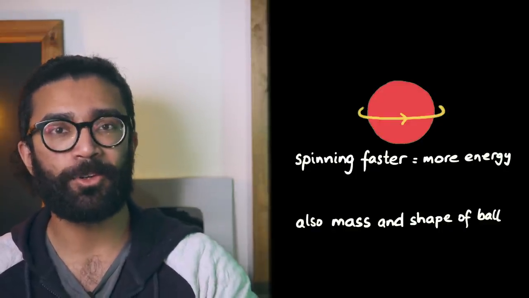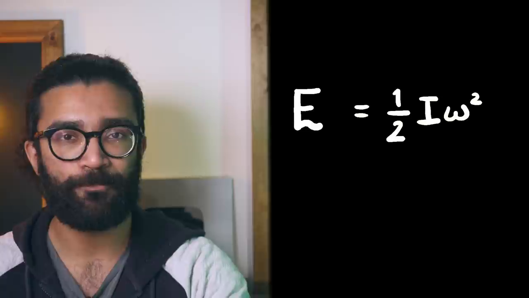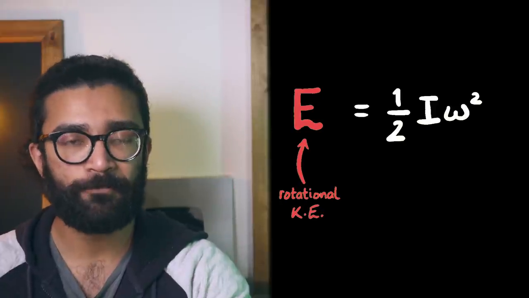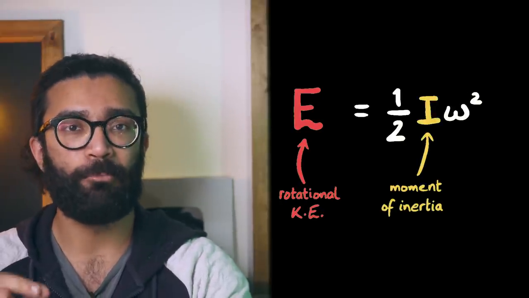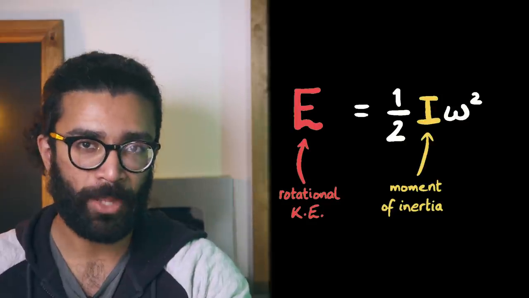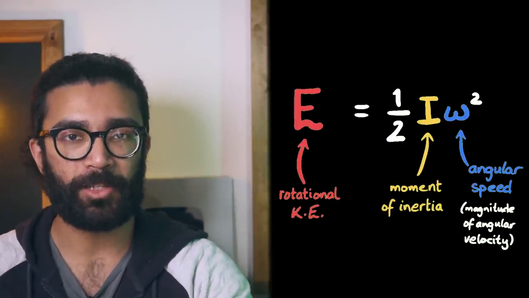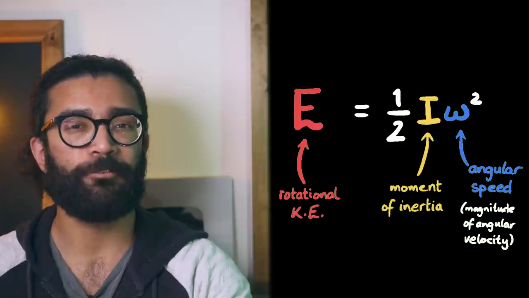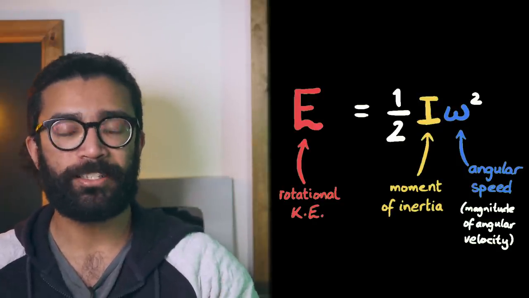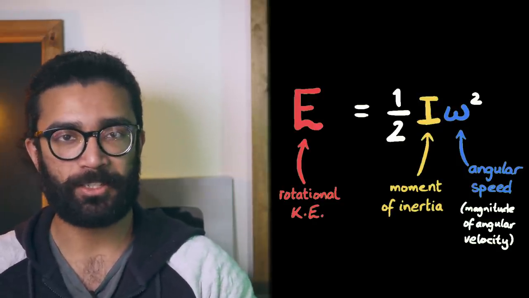The equation that we want to look at is this one here. E is the rotational kinetic energy that we're trying to calculate. I is what is known as the moment of inertia, which accounts for the mass and the shape of the ball, and omega is the angular velocity, or a measure of how fast our object is moving. Let's look at these properties in more detail, starting with angular velocity.